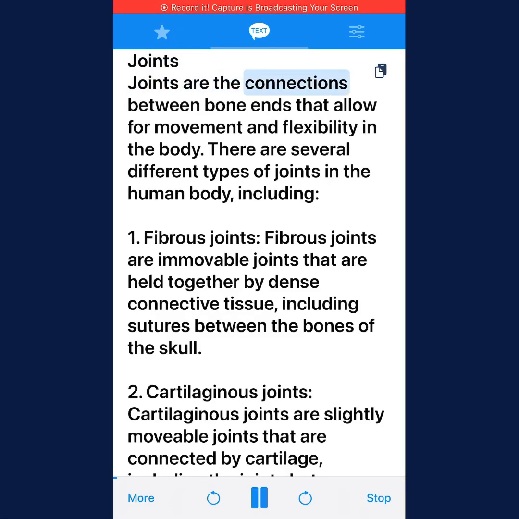Joints are the connections between bones that allow for movement and flexibility in the body. There are several different types of joints in the human body, including: 1. Fibrous joints. Fibrous joints are immovable joints that are held together by dense connective tissue, including sutures between the bones of the skull. 2. Cartilaginous joints.